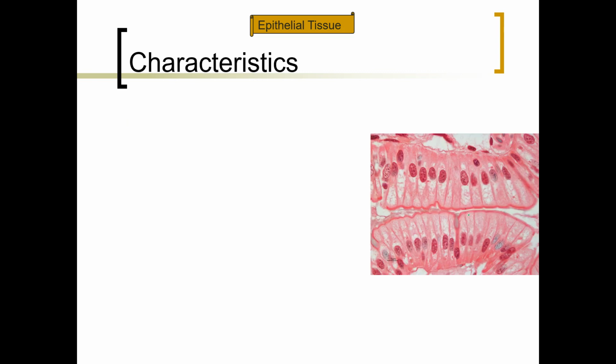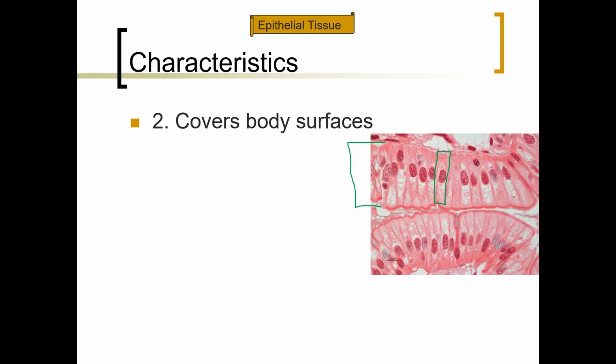Okay, here's another picture of some epithelial tissue. Another characteristic of epithelial tissue is it covers body surfaces. You can see right here, this is a single layer of column-shaped cells. You can see those cells are very long and column-shaped with a nice organized nucleus right there in the center. This is going to be simple cuboidal is what that's going to be.